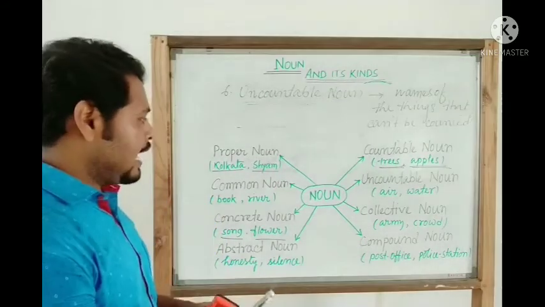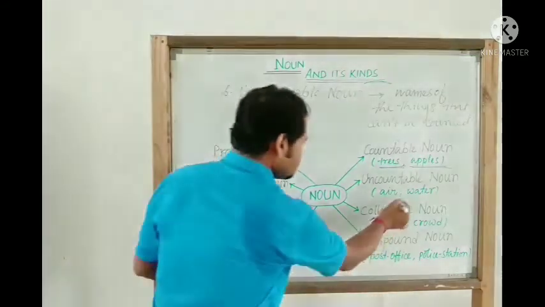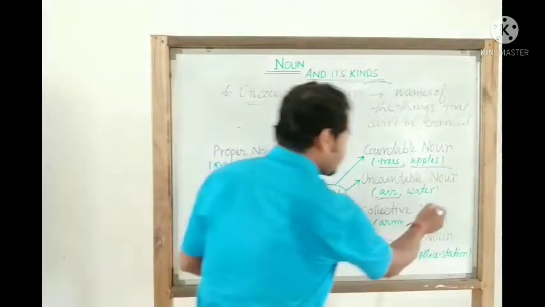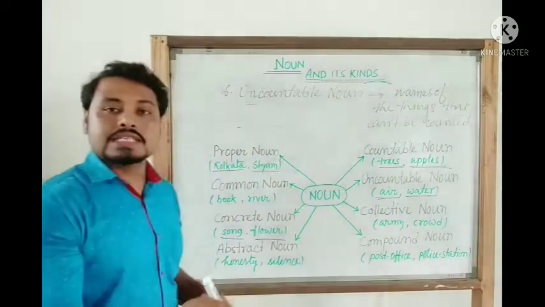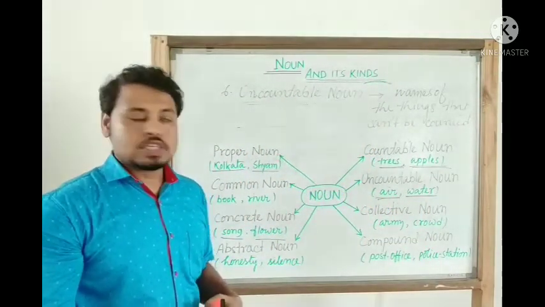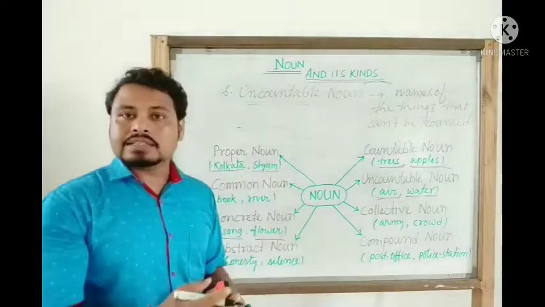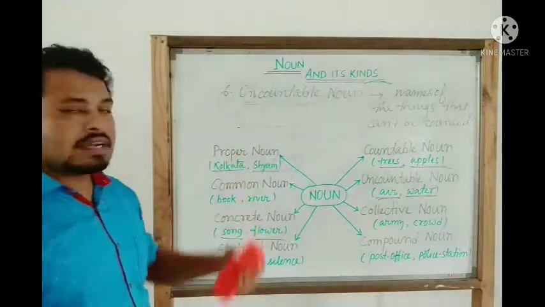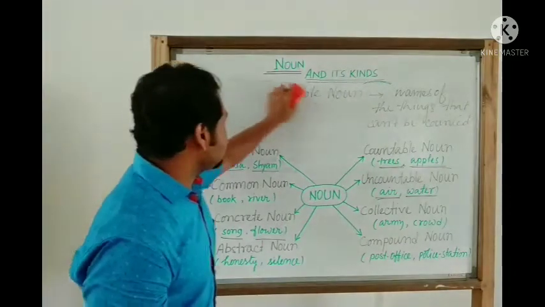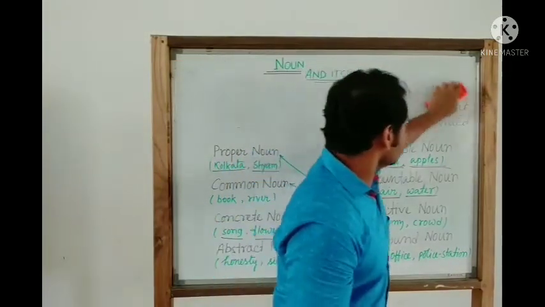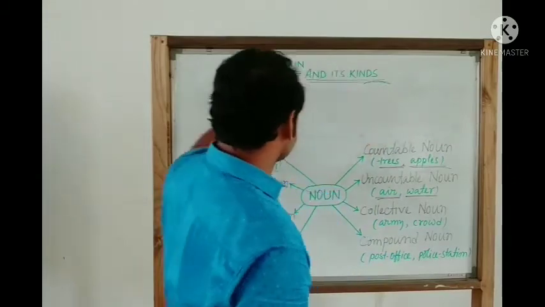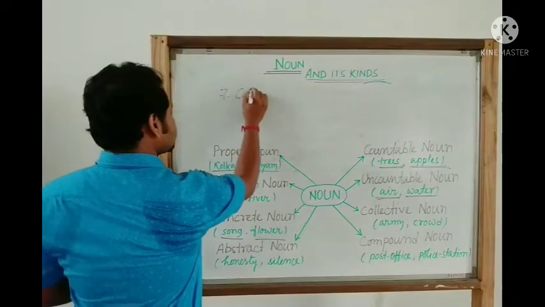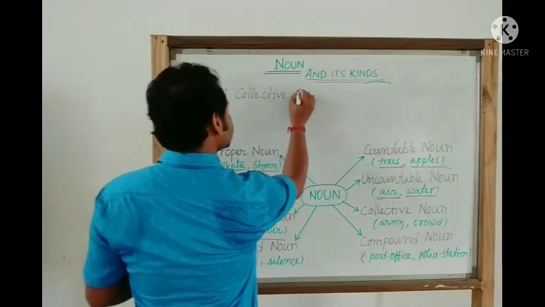For example, here we have air. Now whether we can count air? Definitely not. Again, water. We can count water bodies, but not water. So these are air, water, the things that we cannot count. The names of those things come under uncountable noun. After this, in our next set, we have the collective nouns, number 7.